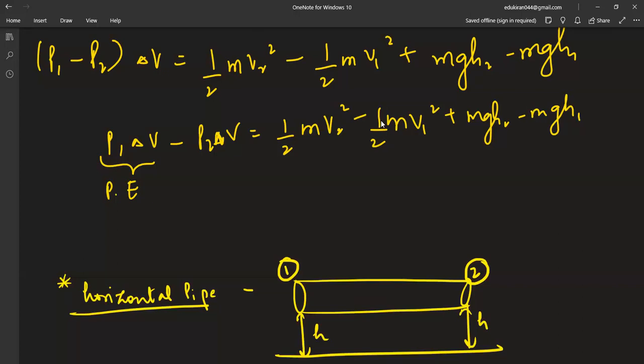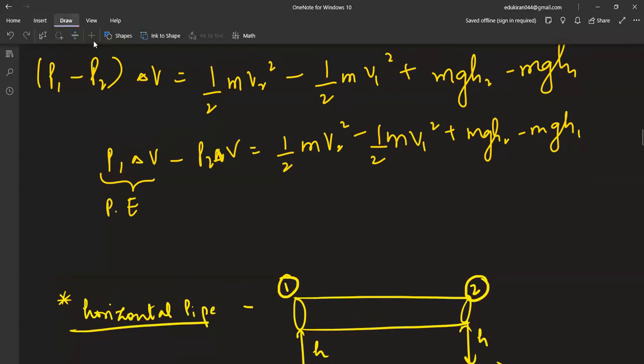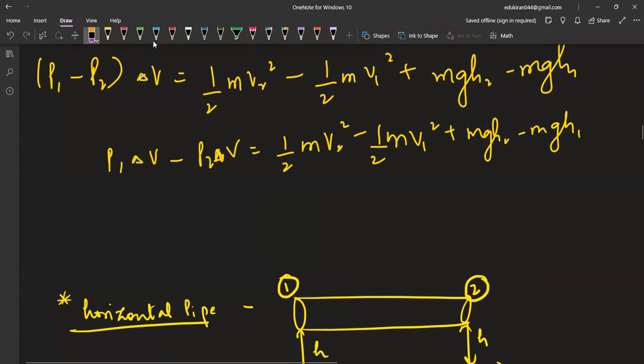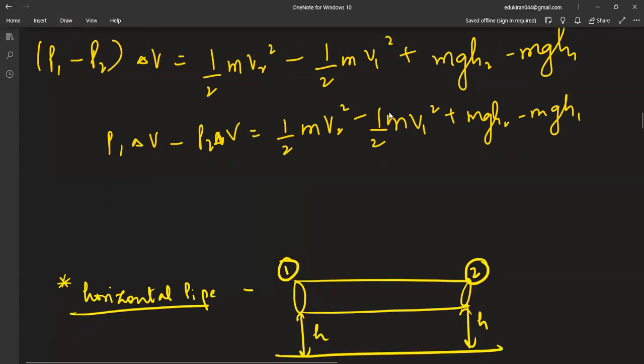Or let me do one thing, let me rearrange the terms. Finally, let me write down the final answer which will come. I'm just rearranging the terms. Till here, it's clear how we have reached here. It's lengthy, you can write it down also.